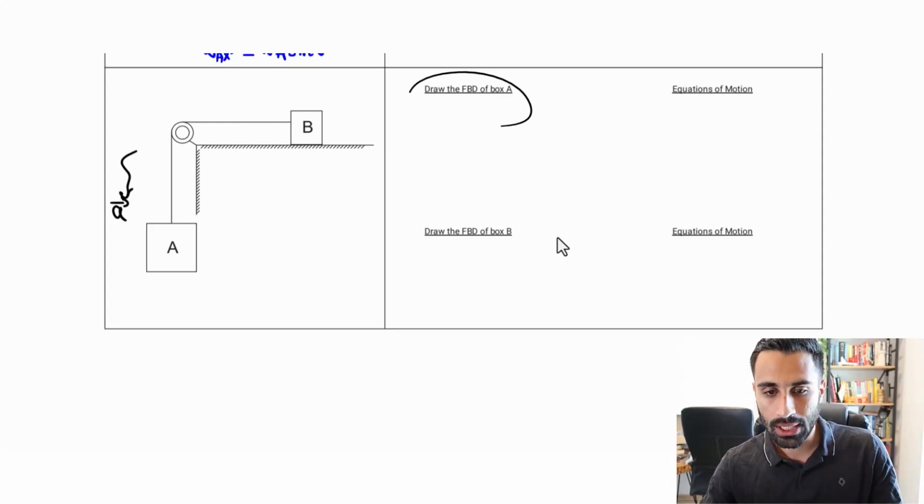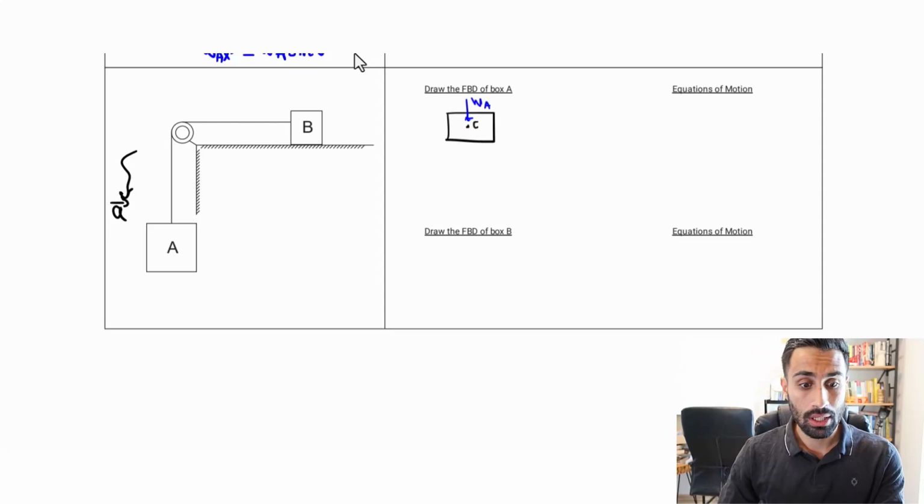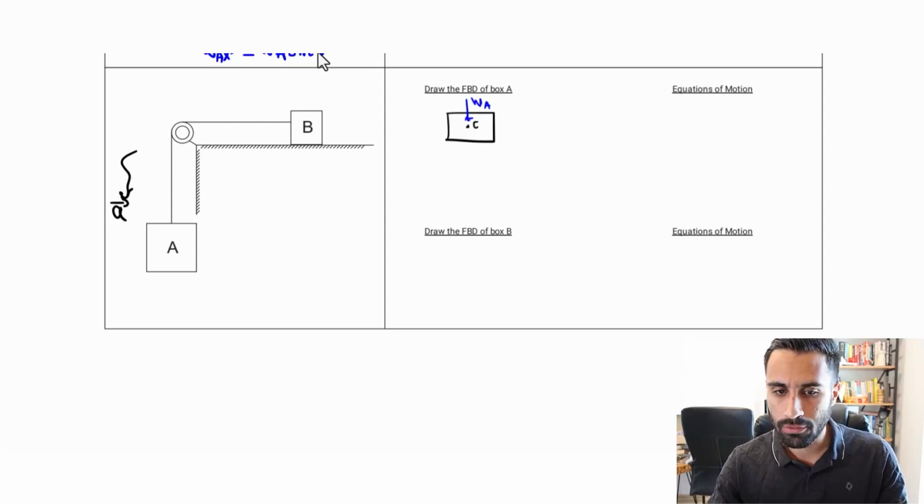Let's go with the free body diagram of box A. Let's draw that. So we have box A looking like that. I know the centroid is here. It does have a weight, so I'll denote that as the weight of A. Now, it's not touching anything else, so there's no normal. But I have to be very careful.